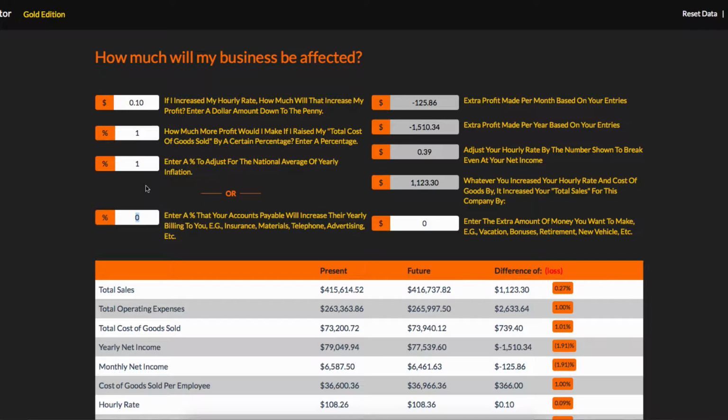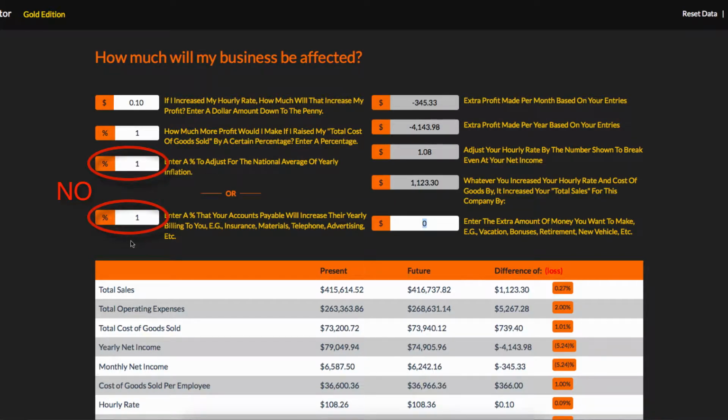One thing you don't want to have is a percentage number for yearly inflation and a percentage number for your accounts payable increase. That is why there is the word "or" between the two sentences. In a sense, you're putting in an amount for inflation and for your accounts payable. Long story short, one of these boxes needs to be a 0.